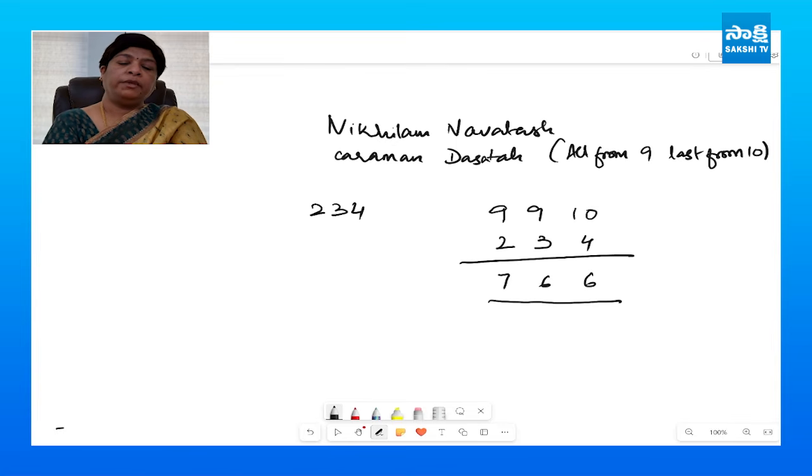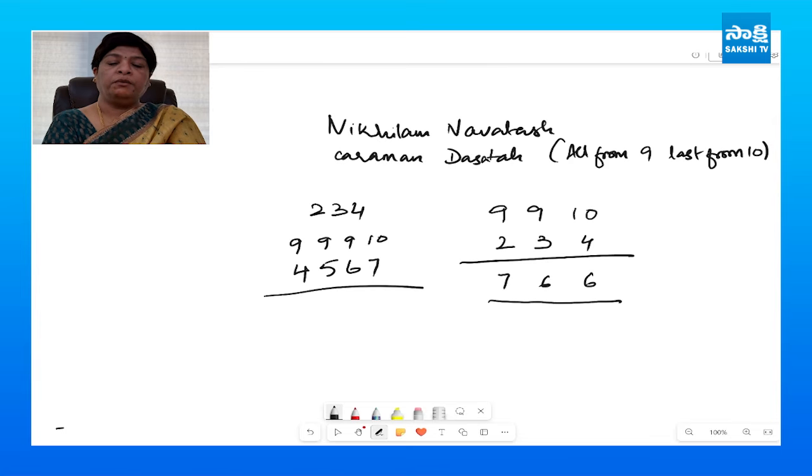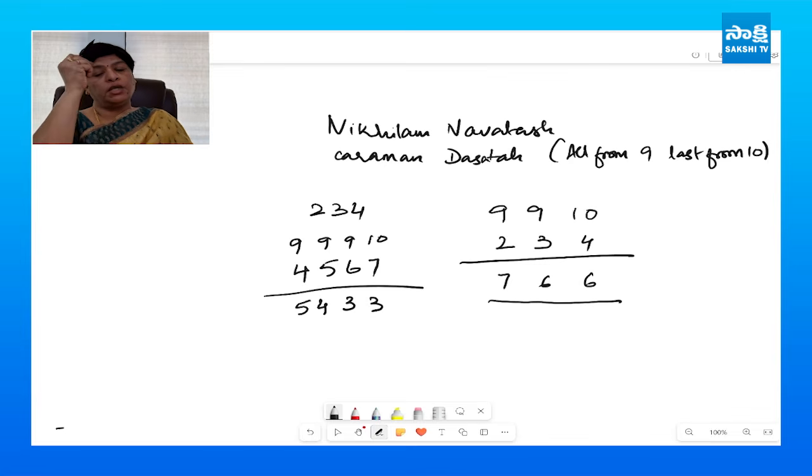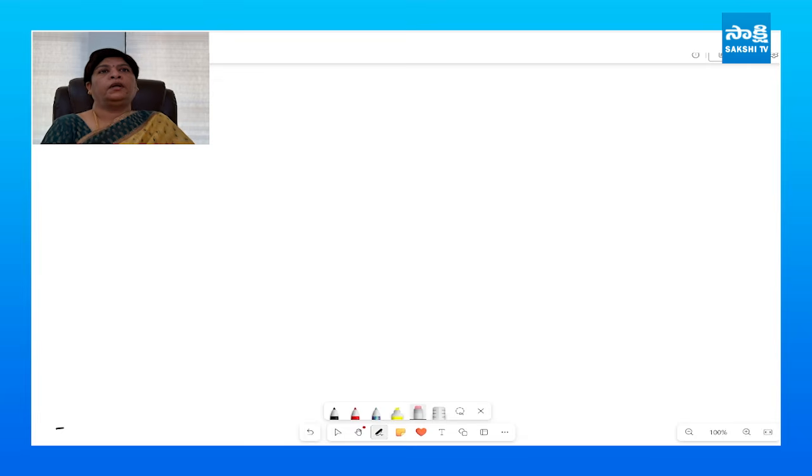Let's see another example. 4, 5, 6, 7. Again, we subtract the first 3 numbers from 9 and the last number from 10, which gives 5, 4, 3, 3. So 5, 4, 3, 3 is the tens complement of 4, 5, 6, 7. With practice, finding the tens complement can be done mentally and with ease.